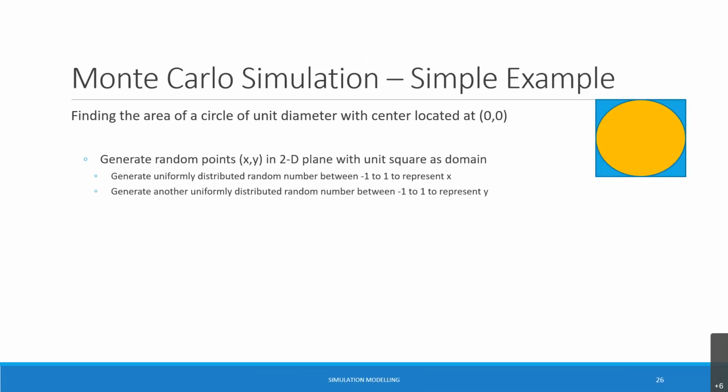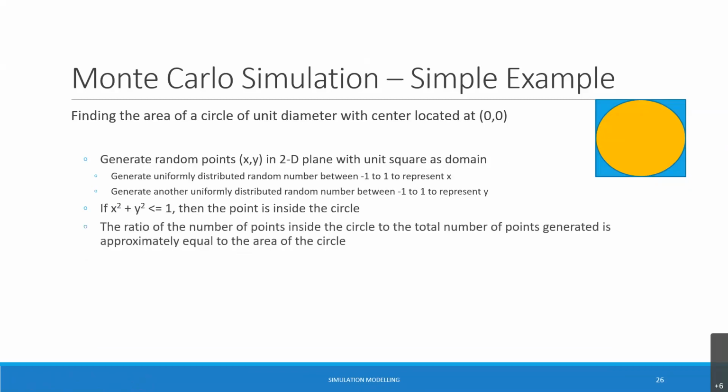Then if x square plus y square is less than or equal to 1, that point is inside the circle or on the circle. Whereas if x square plus y square is more than 1, that means it is falling outside the circle. So by fixing these limits, you are generating points over the square, and then out of that, you count how many of those points are falling within the circle. Now I can say the ratio of the number of points inside the circle to the total number of points generated is approximately equal to the area of the circle.